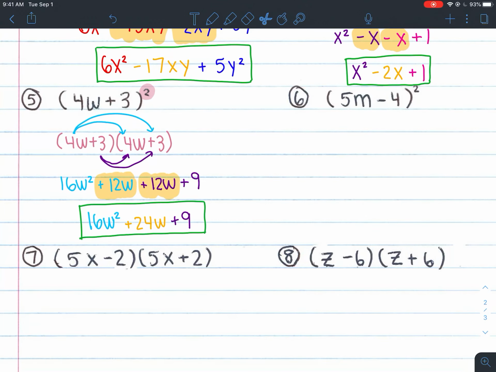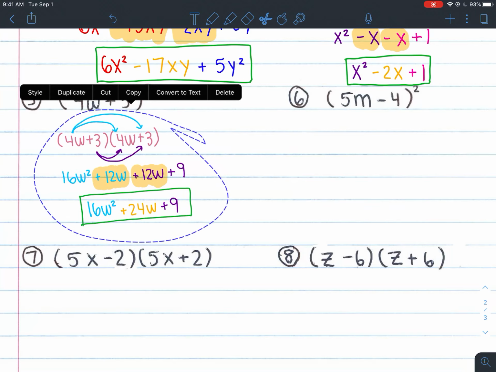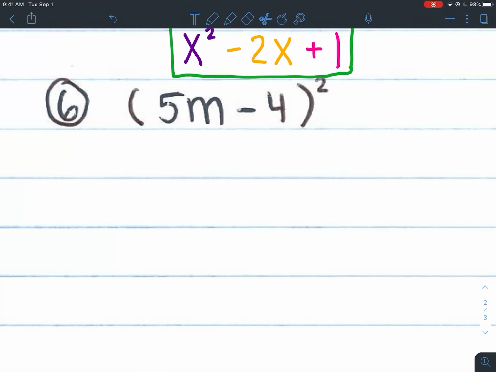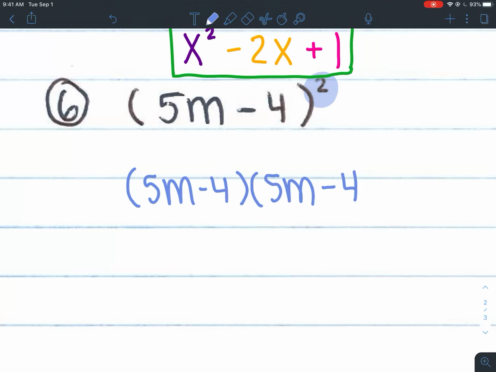And I'm going to make this a little bit smaller so I have room for number 7. There we go. Okay. Moving on to number 6, 5m minus 4 squared. So I want you to go ahead and try this one on your own so you can see if you can do it yourself. But remember, hopefully, that you notice that, hey, I have a 2 here, which means I need to write it twice because I want to be able to multiply these binomials, but I can't multiply them yet because I don't have it expanded. So we want to expand this out real quick. So you're going to write it 2 times, 5m minus 4, parentheses, 5m minus 4.